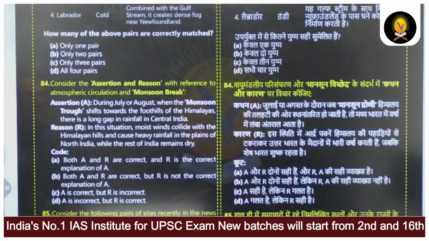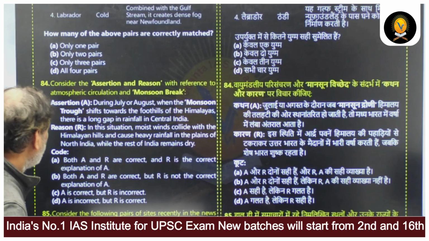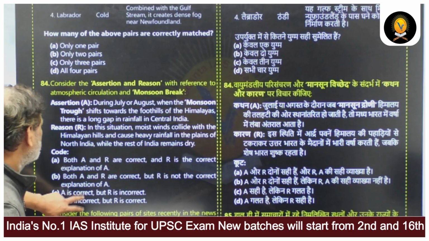Consider the assertion and reason with reference to the atmospheric circulation and monsoon break. During July or August, when the monsoon trough shifts towards the foothills of Himalaya, there is a long gap in the rainfall in Central Asia. Correct. In India, in this situation, most moist wind collides with the Himalayan hills and causes heavy rainfall in the plains of North India, while the rest of India remains dry. Yes, both are correct and the reason explains A.